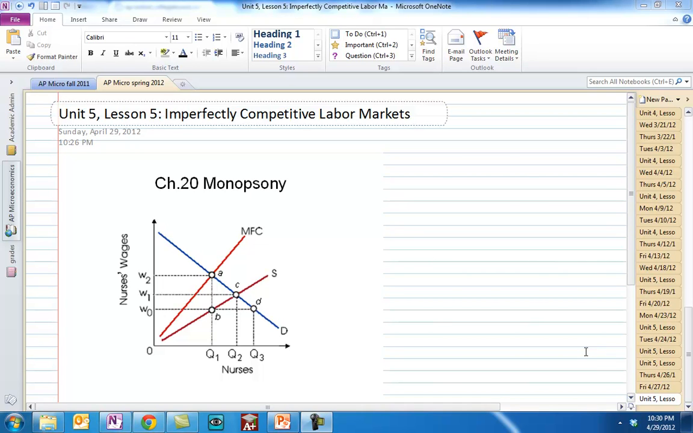Welcome to Unit 5, Lesson 5. The topic is imperfectly competitive labor markets and how the firm decides its profit maximizing quantity of labor to hire and wage to pay in an imperfectly competitive labor market.